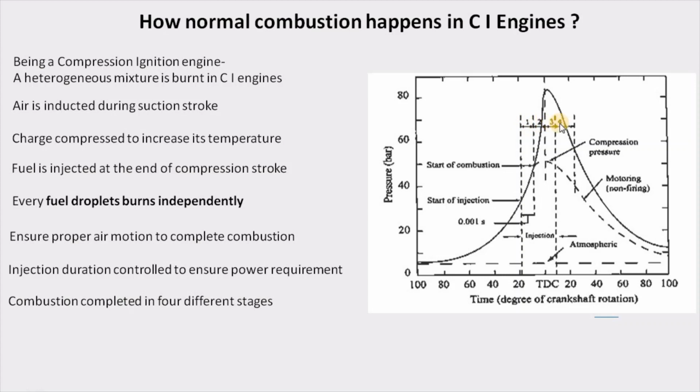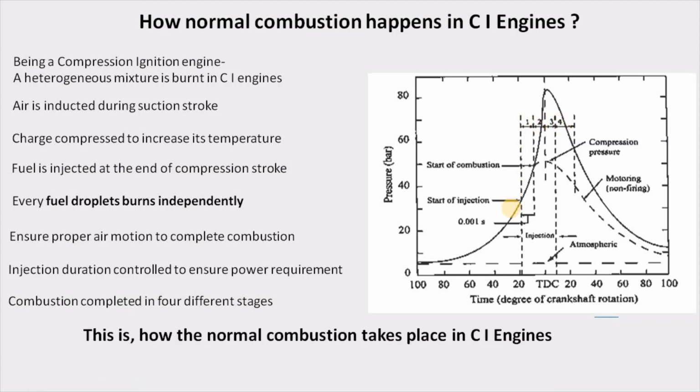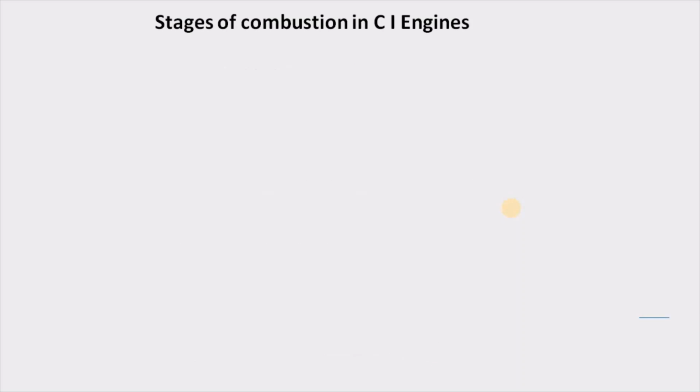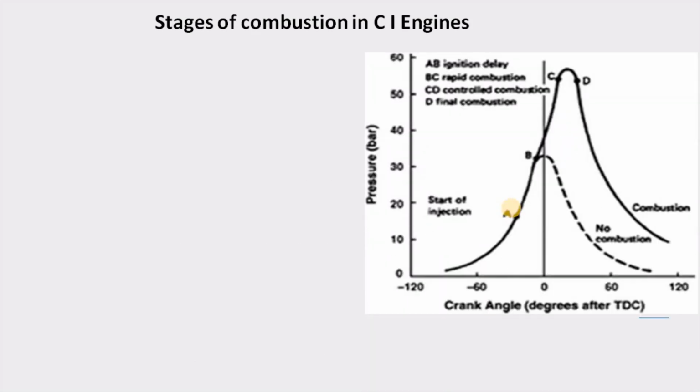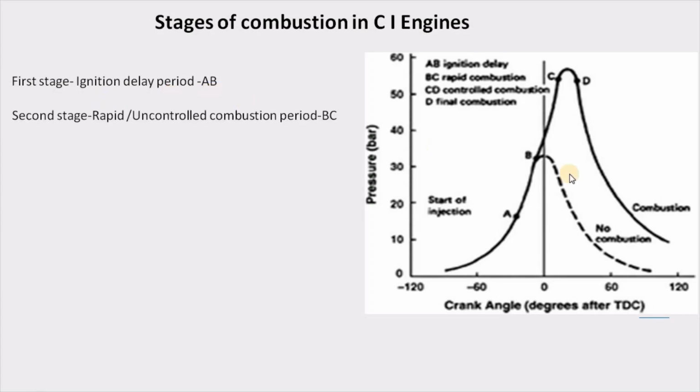We can say 1, 2, 3, 4. 4 stages have been shown over here, and in these 4 stages, your normal combustion is going to happen. So now let us discuss the names of these 4 stages. The different stages of a CI engine combustion are: first stage is ignition delay, and the ignition delay is from A to B. Point A to B indicates the ignition delay period. B to C indicates the rapid or uncontrolled combustion happening inside, which is the second stage of combustion.